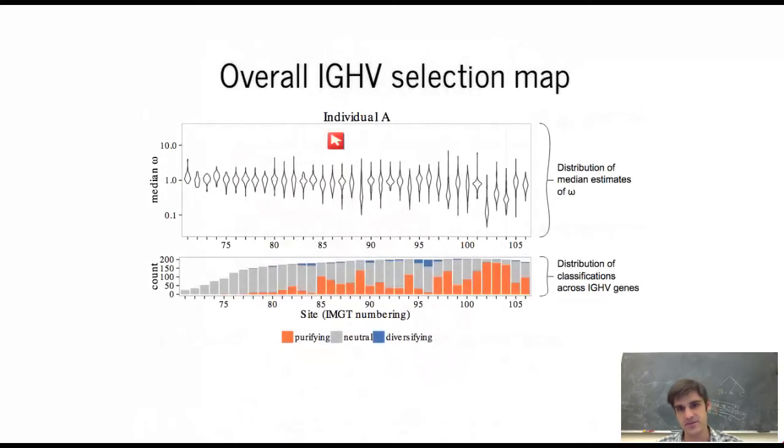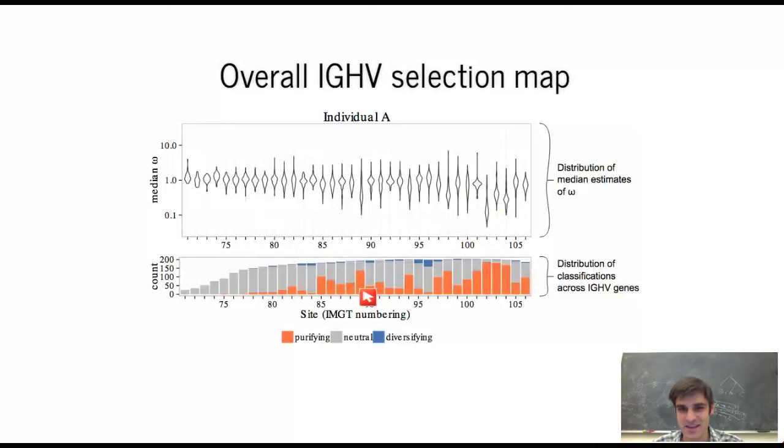If we're just looking at a single individual, we can see that some positions are somewhat neutral, because they're hovering around 1, and some are very purifying. This is where omega, this ratio, is less than 1. These are ones that don't like to change at all. It does appear that there are some that think change is okay, but I would say it's dominated by purifying selection. This histogram tells a somewhat similar story.